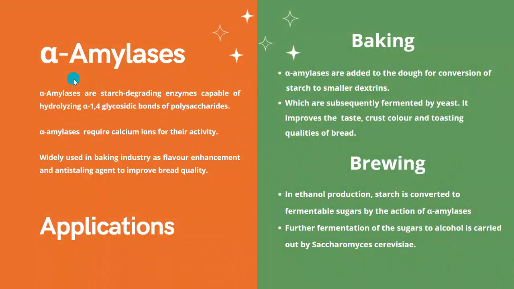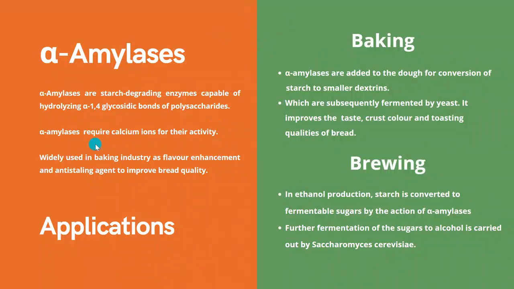Alpha amylases. First, let's understand what these enzymes are and how they carry out their activity. What do they attack? If you see here, alpha amylases are starch degrading enzymes. As and when you hear about amylases, they would definitely be attacking the sugar compound in the food. They attack the starch, they are known as starch degrading enzymes, and they have the capability of hydrolyzing alpha 1,4 glycosidic bonds. This is the major bond that they break down in the food. They require calcium ions for their activity.